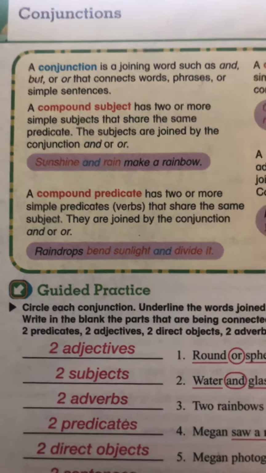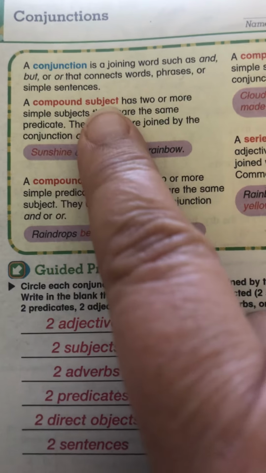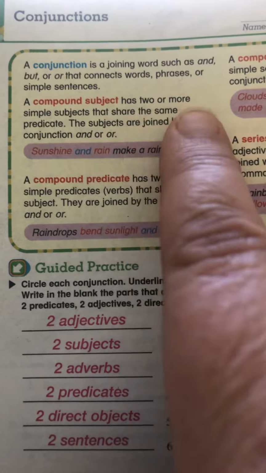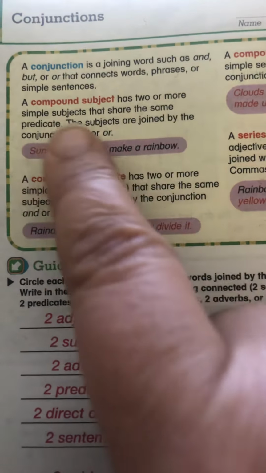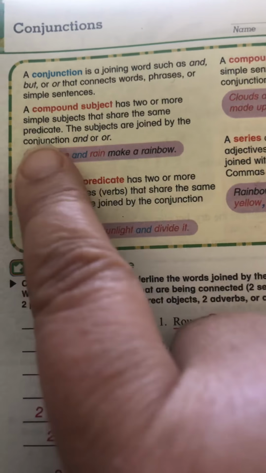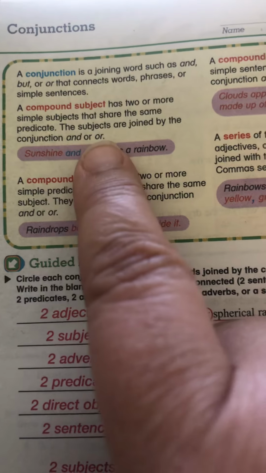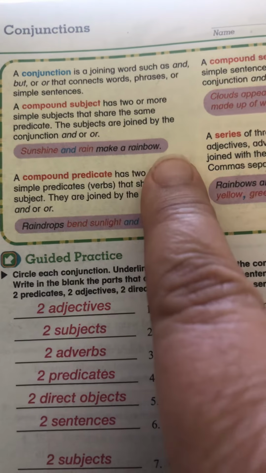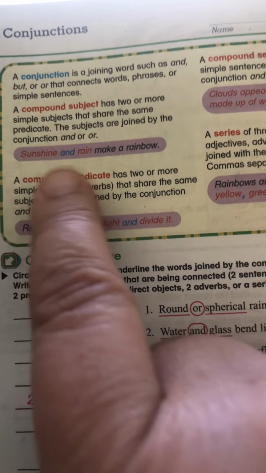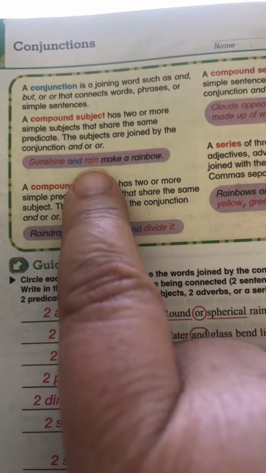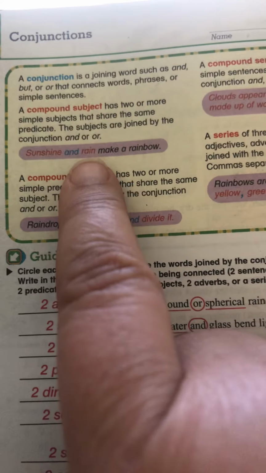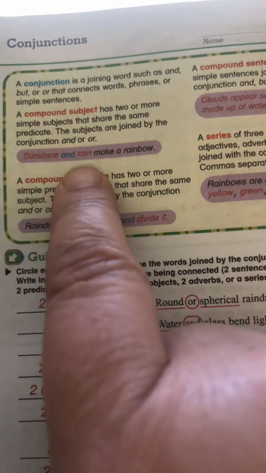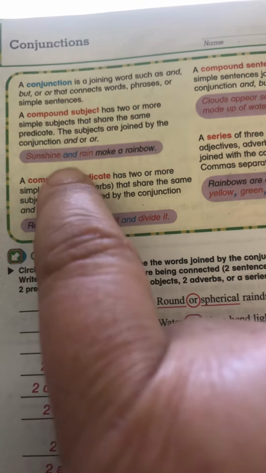A conjunction can be used to connect a compound subject. That is when a compound subject has two or more simple subjects that share the same predicate or verb. Subjects are joined by the conjunction and or. Sunshine and rain make a rainbow. So you can see sunshine and rain are both subjects in this sentence. We're using them together, so we have to use a joining word to hook them together.